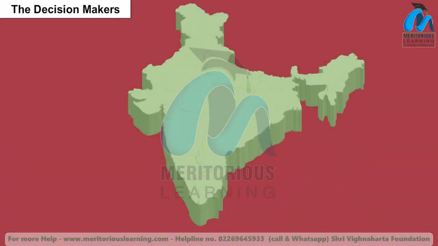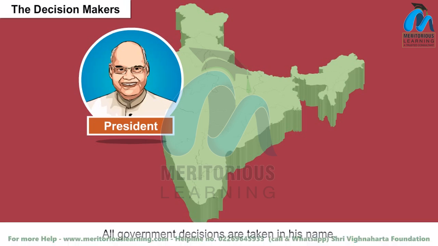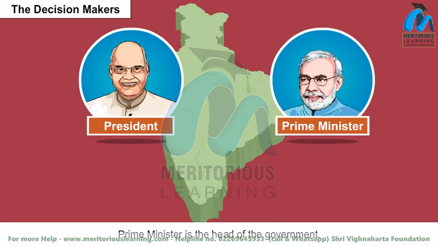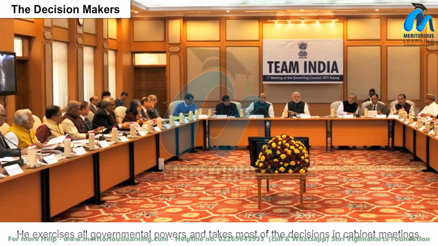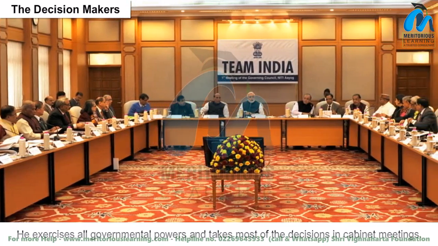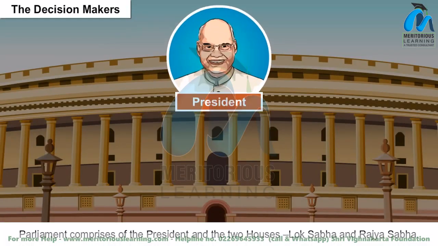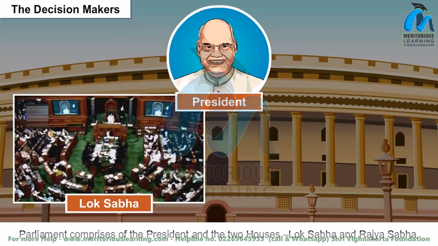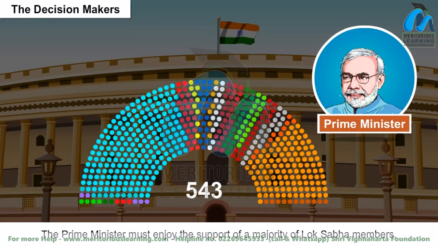The decision makers. President is the head of the state and is the highest formal authority in the country. All government decisions are taken in his name. Prime Minister is the head of the government. He exercises all governmental powers and takes most of the decisions in cabinet meetings. Parliament comprises of the President and the two houses, Lok Sabha and Rajya Sabha. The Prime Minister must enjoy the support of a majority of Lok Sabha members.